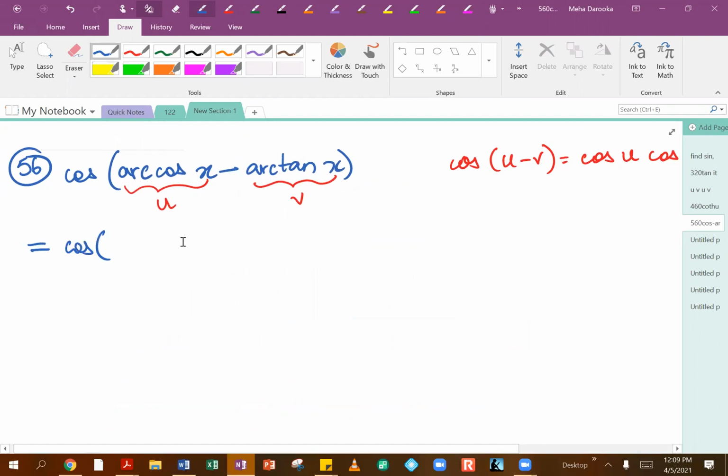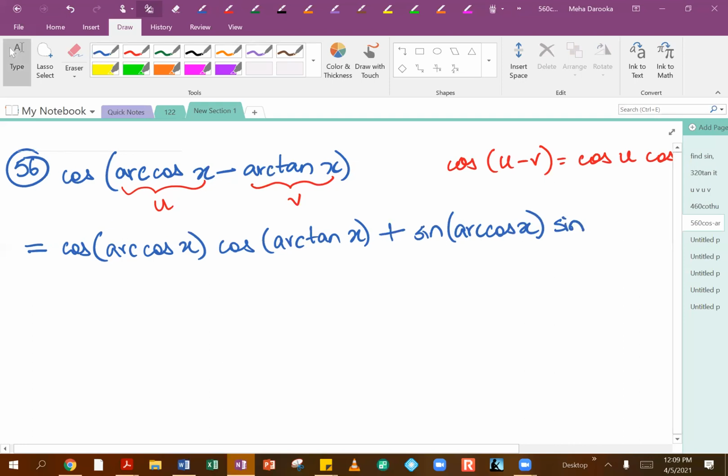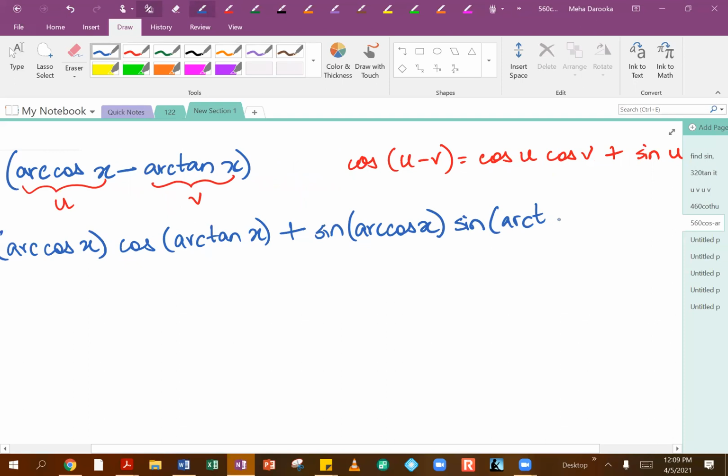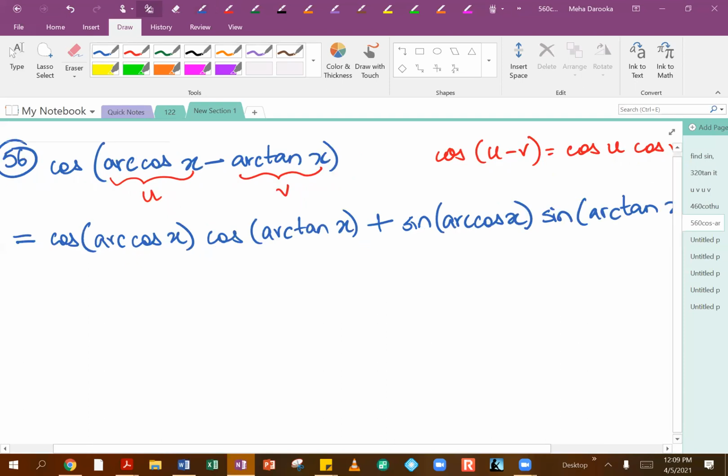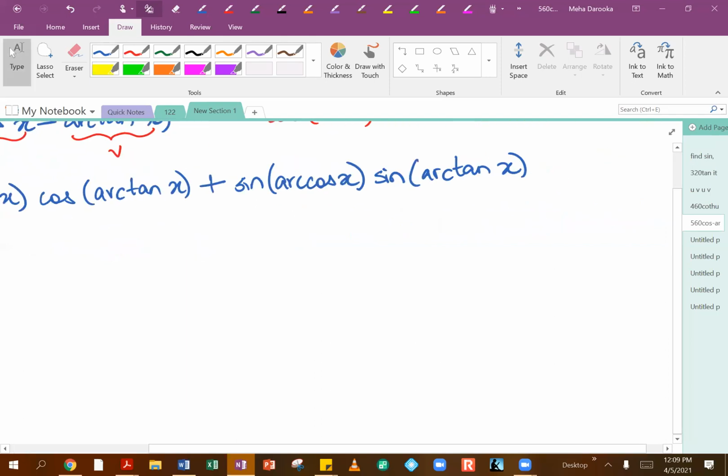So using this definition, if we try to rewrite our given function, this would come out to be cosine of arc cosine of x, cosine of arc tangent of x. So that's your cosine of u cosine of v, plus then we do sine of arc cosine of x, and then sine of arc tangent of x. So to figure out these four function definitions, cosine of arc cosine of x, sine of arc cosine of x, and the same thing with those two tangent functions.